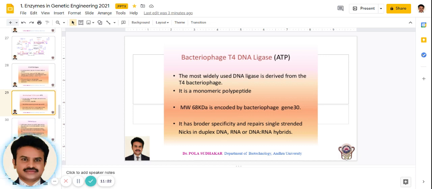For routine laboratory requirements, T4 DNA ligase is obtained from an induced lysogen of lambda T4 LIG phage. This enzyme has the capacity to ligate a variety of cohesive and blunt-ended DNA fragments. The enzyme concentration is kept higher and a fusogen called polyethylene glycol is added to the reaction mixture for stimulation.